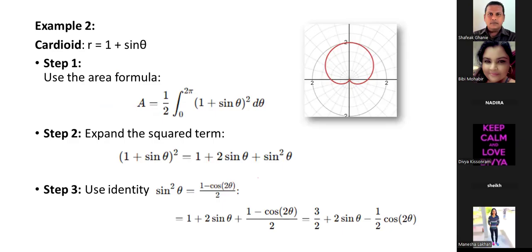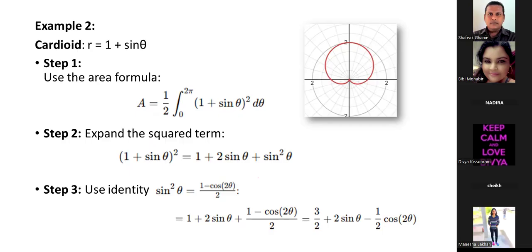So we go ahead, use the formula, and where we see r, we put in 1 plus sine theta, as you could see here. Then you expand the square term, so we'll have 1 plus sine theta all squared is equal to 1 plus 2 sine theta plus sine squared theta.